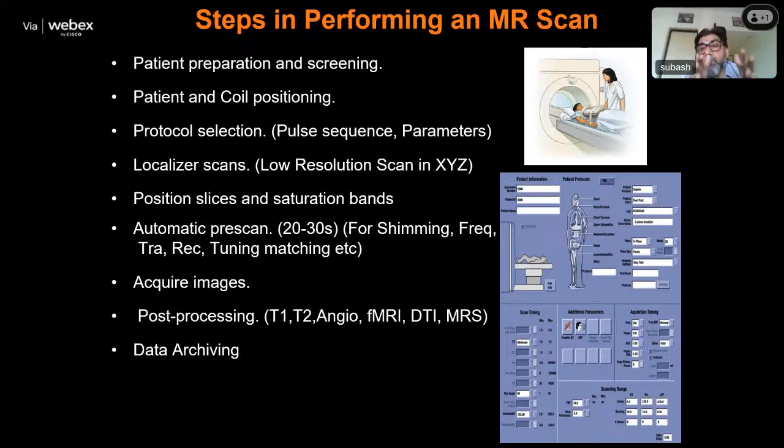Then you will make a first localizer scan, a rough scan, to just have an idea of the anatomy. And then over that scan, you can select the final position of slices and which cuts you want to take, whether you want to take sagittal, coronal, or axial.